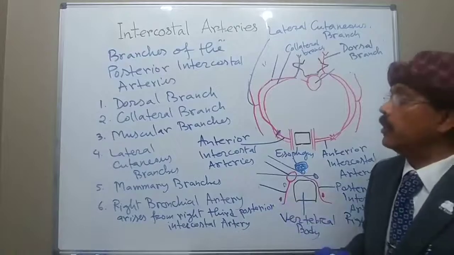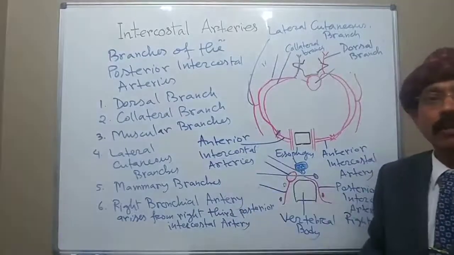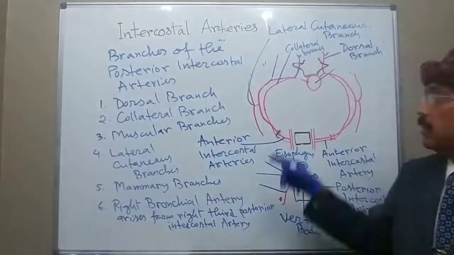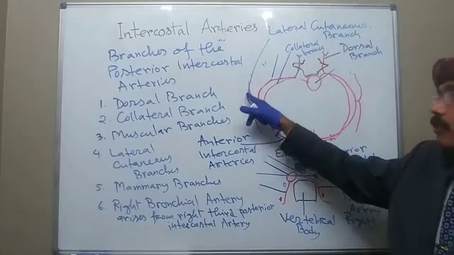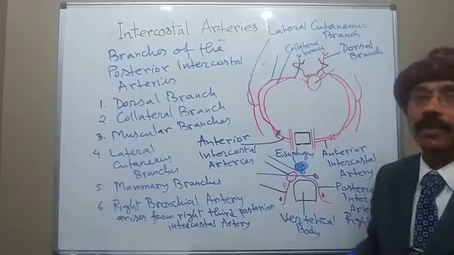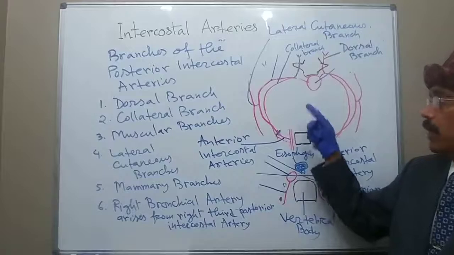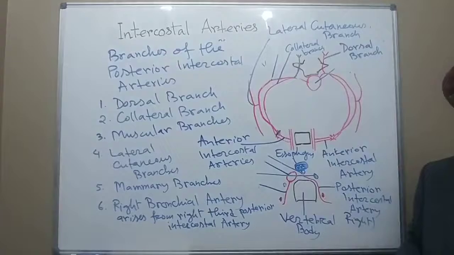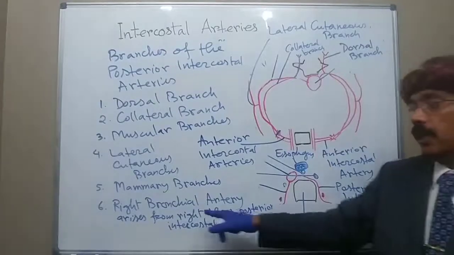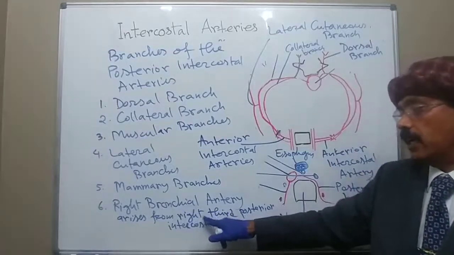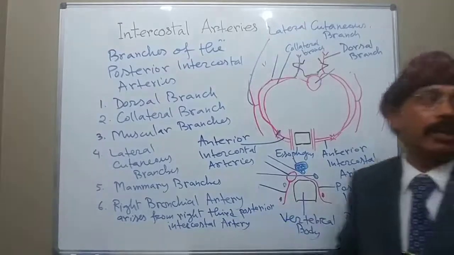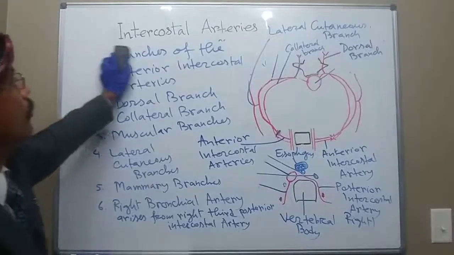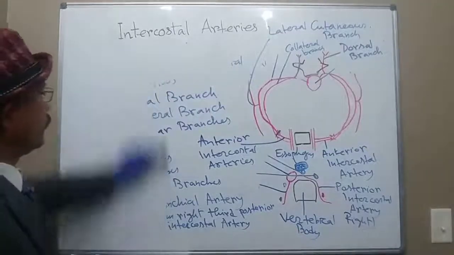Okay, then we have the muscular branches that supply the intercostal muscles and the chest wall muscles. The lateral cutaneous branch provides the cutaneous supply to the skin, and it also accompanies the lateral cutaneous nerve branch of the intercostal nerve. Then the mammary branch, especially from the second to fourth posterior intercostal arteries, and the right bronchial artery arises from the right third posterior intercostal artery. Okay, we got the posterior intercostal arteries. Now we'll go to the anterior intercostal arteries.